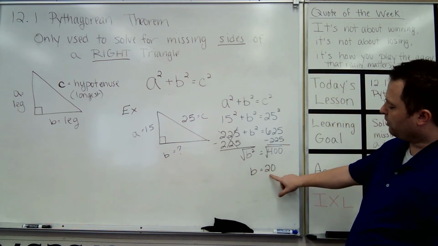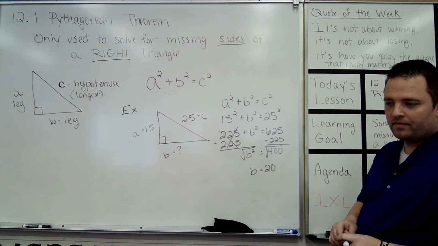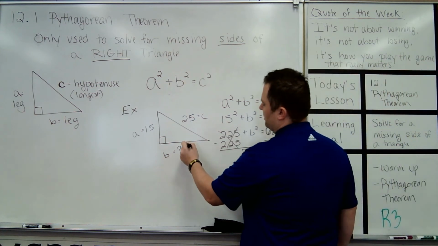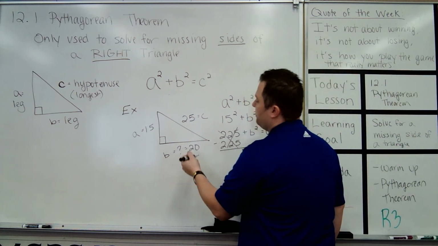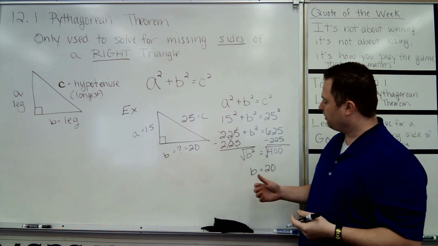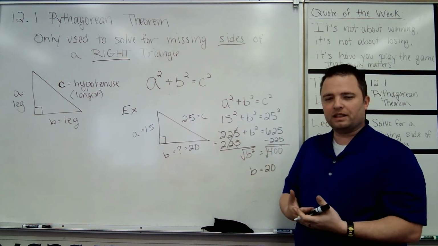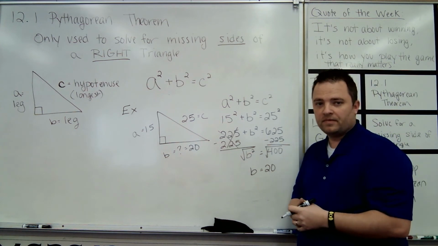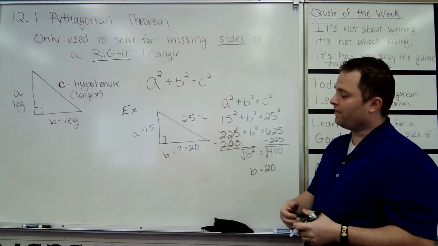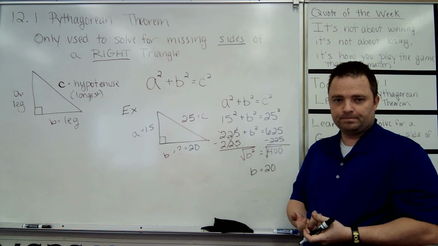b is equal to 20. 20 times 20 is 400. So this missing b is 20. And it makes sense. Remember, we said that this number we knew had to be smaller than the largest side. And this kind of confirms that we didn't make a mistake. If it was larger than 25, I know I made a mistake somewhere.